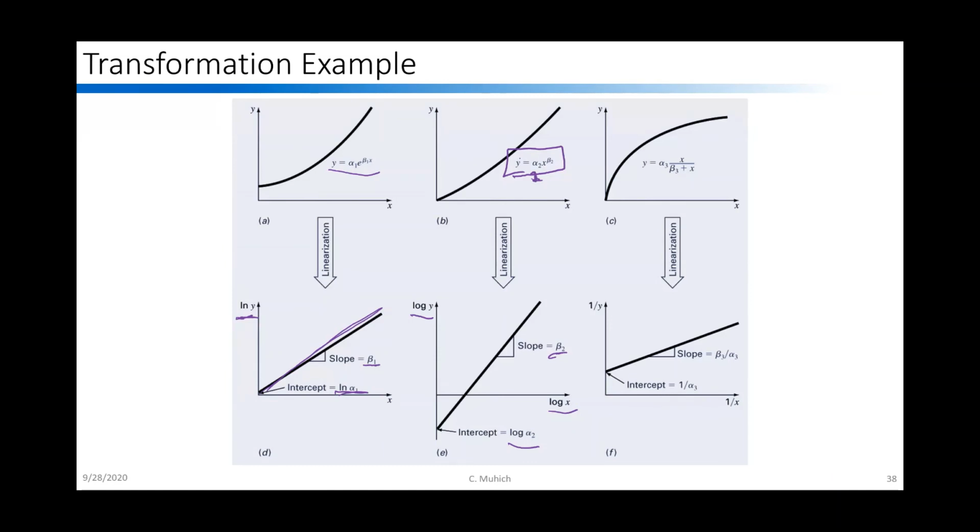Lastly, we had that more complicated formula. Here, if I plot 1 over y versus 1 over x, and I have this straight line, I once again know that I'm operating on a saturation growth type model, where the intercept can be related to this constant alpha, and then the slope beta over alpha can be related to this denominator term.